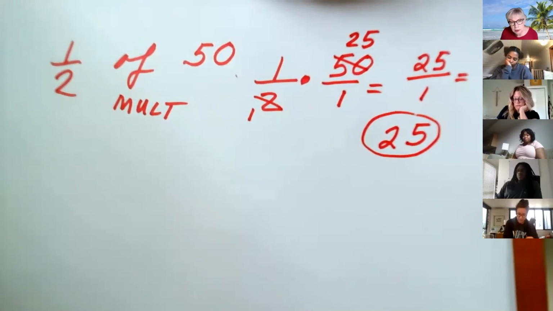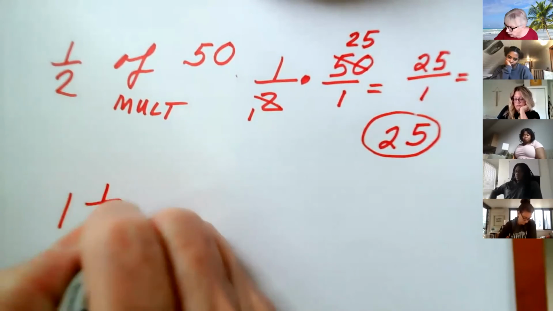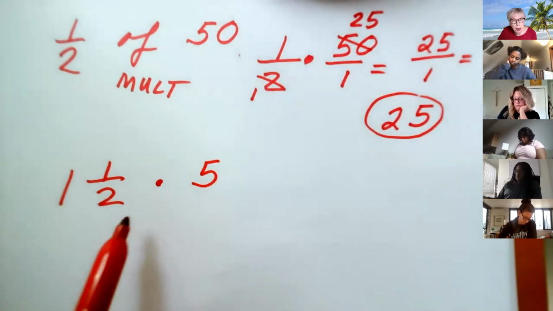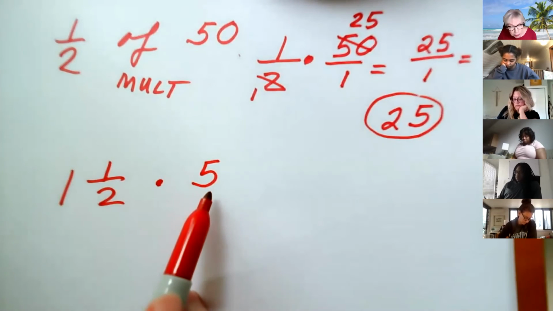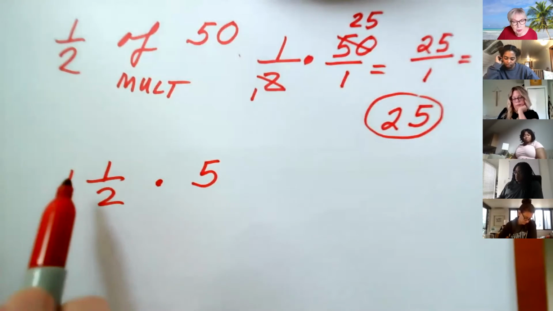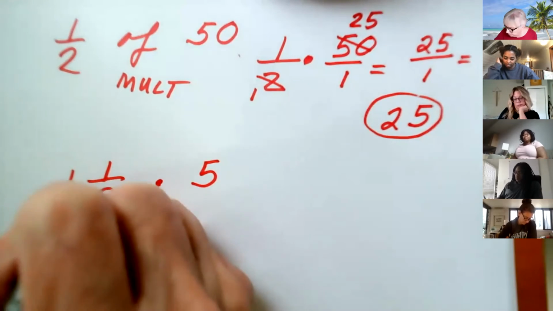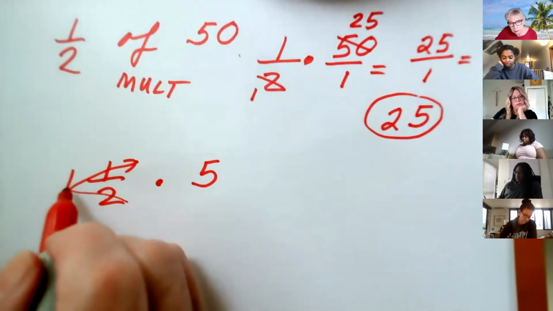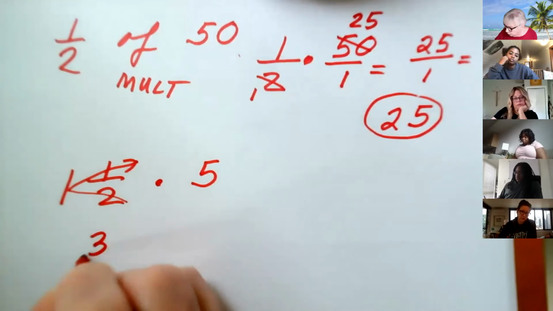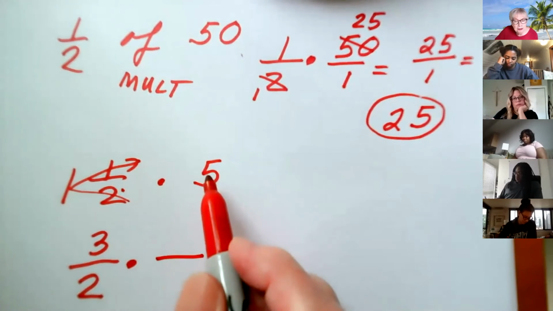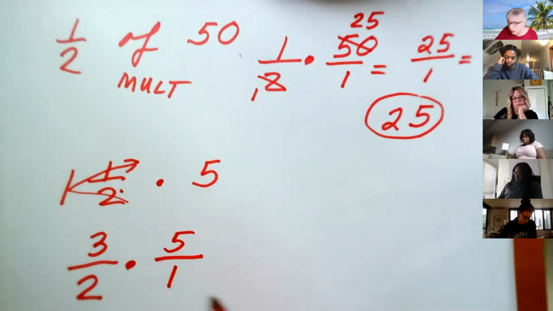The other thing I wanted to do next is, what do you do when you're asked to multiply a mixed number and a whole number, or even two mixed numbers? And so remember the skill we learned about turning this into an improper fraction? We're going to use it here. 2 times 1 is 2, plus 1 is 3, and this is over 2. Remember that? And I'll continue to do a few more. The 5 needs to be a fraction.